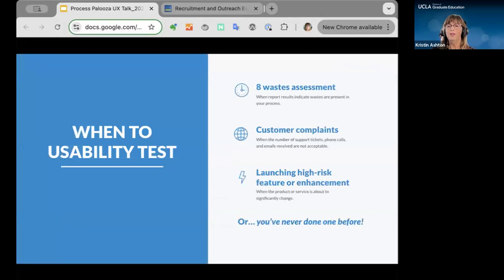So the question is, when should you conduct a usability test? We suggest that maybe if you are in deep process improvement, you might do one when you do an 8 waste assessment, which has uncovered those wastes, or when customer complaints like support tickets, phone calls, emails have reached unacceptable levels, or maybe when you're about to launch a new feature that forces a change on users. And another good time is when you maybe have never done one before.